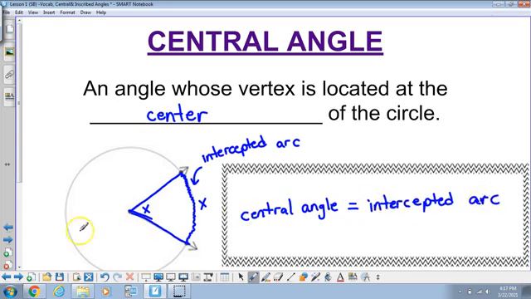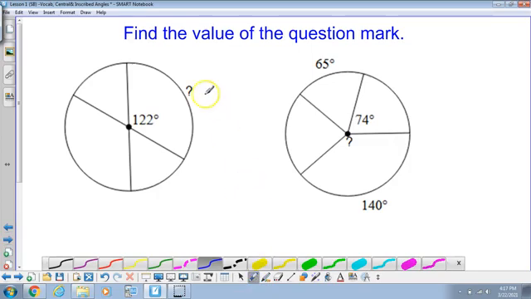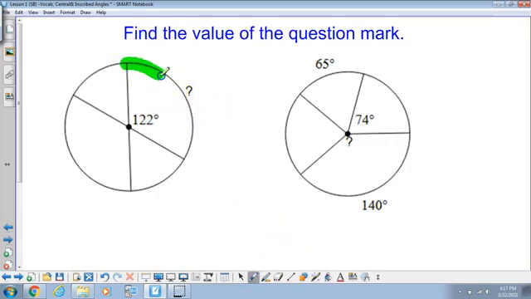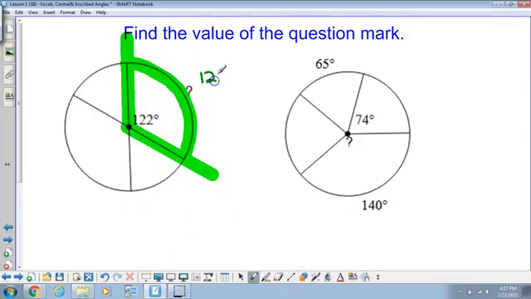Okay, so let's take a look at a few problems. Here we want to find the value of the question mark. And what we have here in this first example, we are trying to find an arc, and we know the angle. And this arc has the same value as the central angle here. So if this central angle is 122, then this intercepted arc is also 122 degrees.